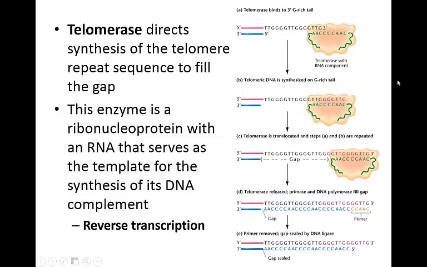So when this enzyme is present, it can first fill in the gap right here. As you can see, this little primer at the end is removed. This gap right here is then sealed by DNA ligase. So this enzyme, though, is only active in certain types of cells, specifically stem cells and cells that are destined to divide many, many different times. This is also very active during development.